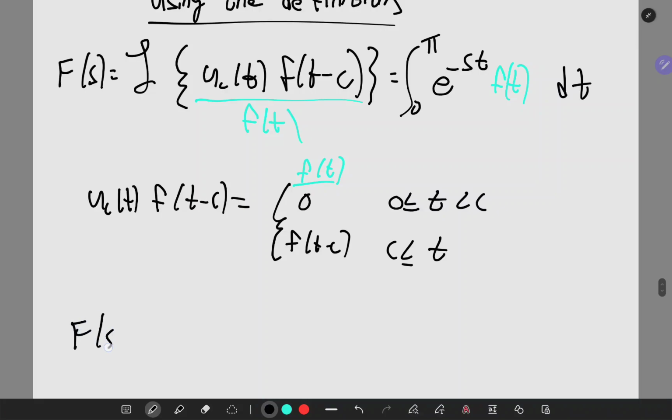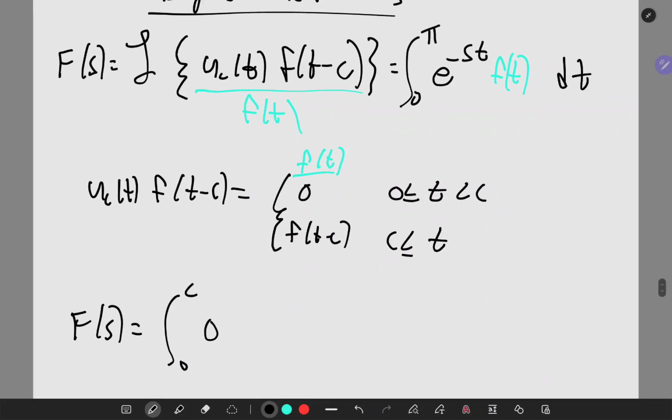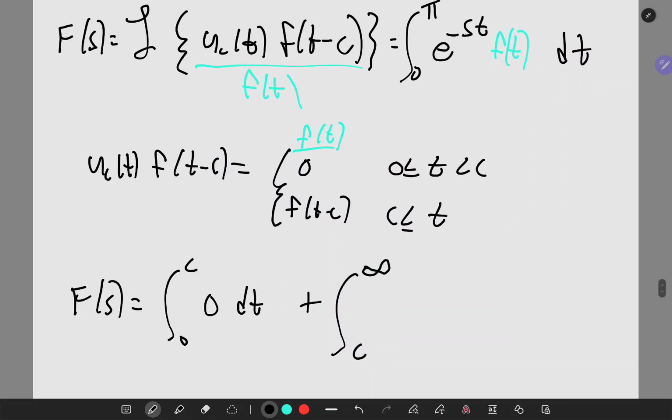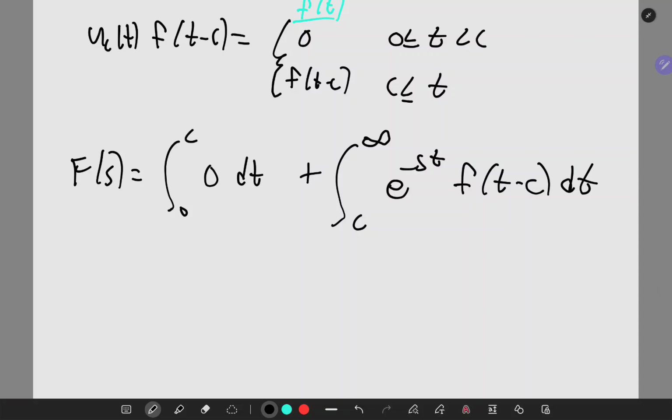So if I rewrite that now, for F(s), we have the integral of 0 from 0 to c, which is obviously just 0, plus the integral from c to infinity of e^(−st) f(t − c) dt. Okay, so now we have to take the integral of that. So let me just go ahead and rewrite this.